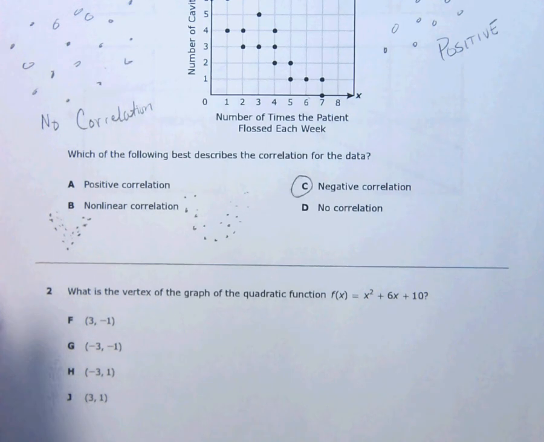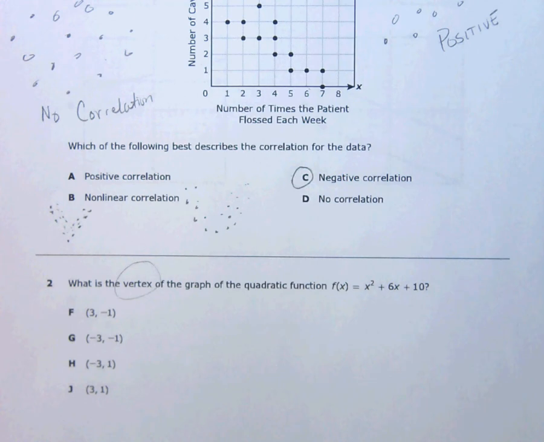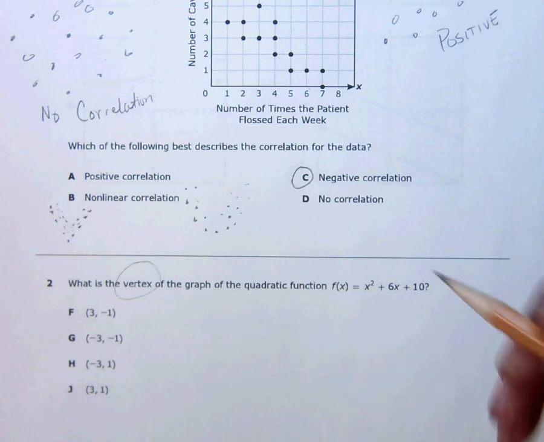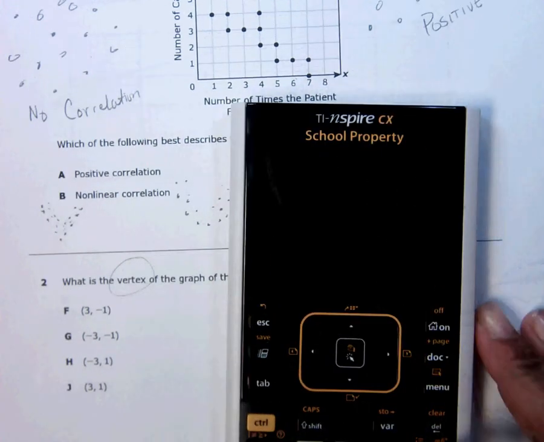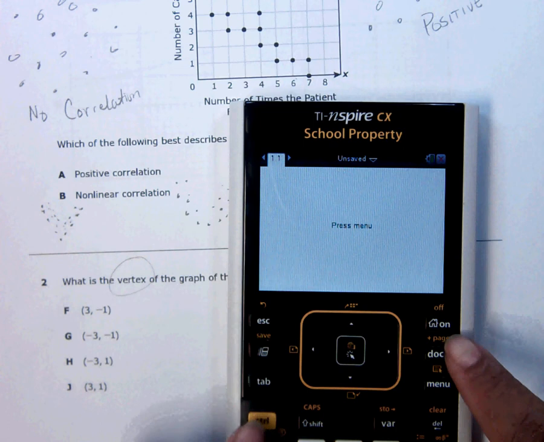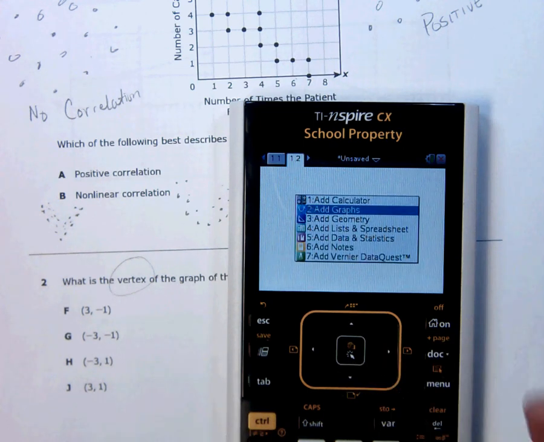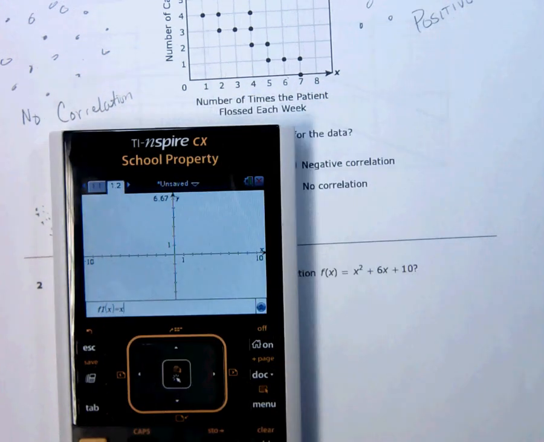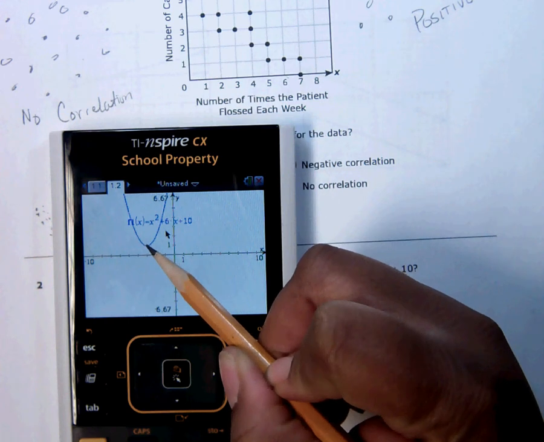Number 2, what is the vertex of the graph of the quadratic function? Vertex is going to happen at the minimum or maximum. So we graph this in the calculator. I want to add a graph, and it is x squared plus 6x plus 10. Press enter, and the vertex is going to be right here. Okay, so how do we get there?